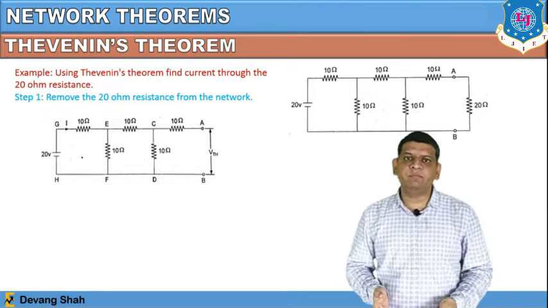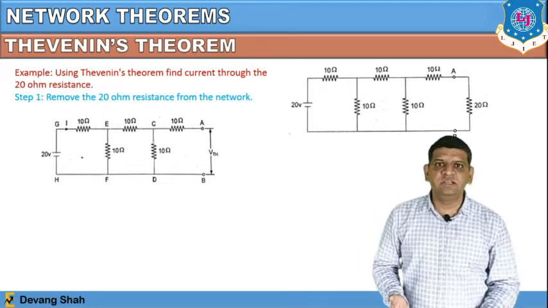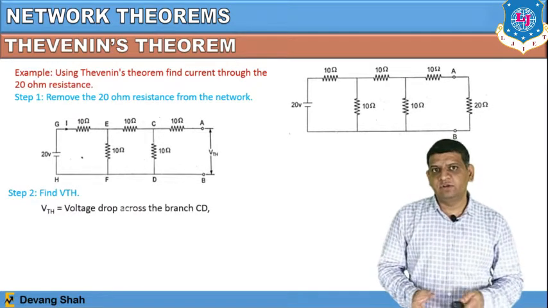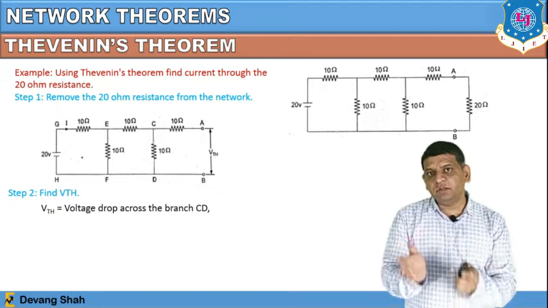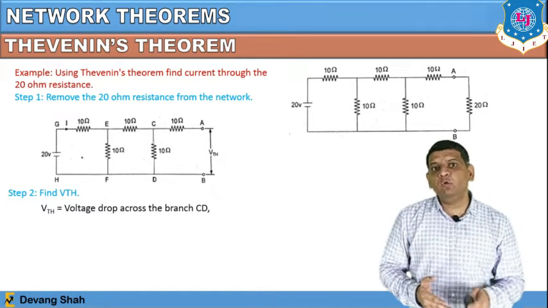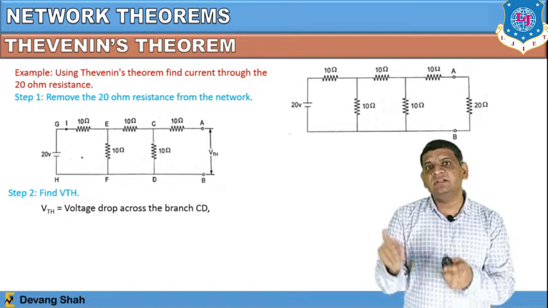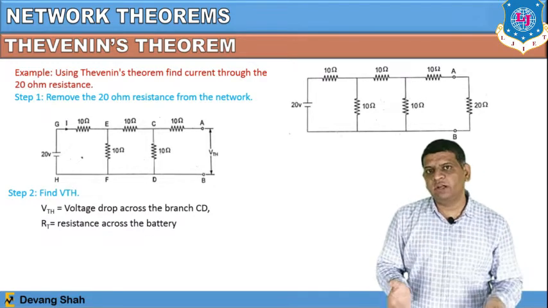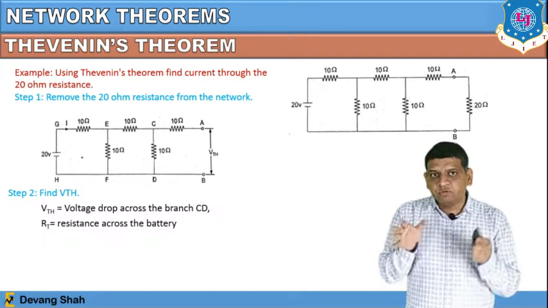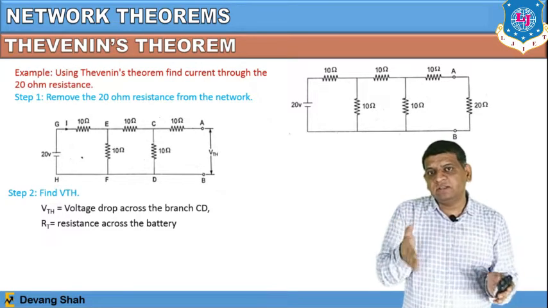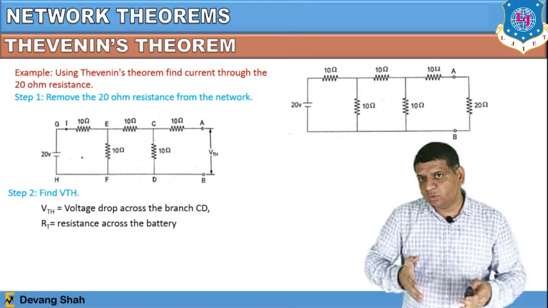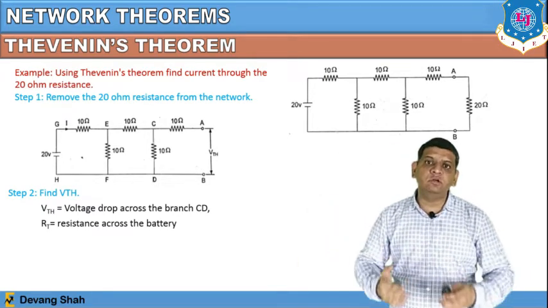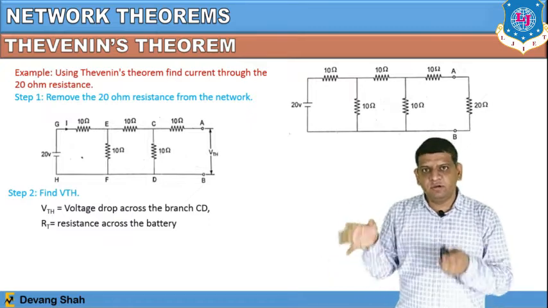So my next step, step number two, is to find VTH. Once you find the VTH, you can see here that is the network. So ultimately VTH is nothing but the voltage drop across the 10 ohm resistance which is given between terminals C and D, right? So my next job is to find the voltage drop across the 10 ohm resistance. To find that, I have to find the current which is passing through the 10 ohm resistance, right? So I have to solve the rest of the network and find its total resistance.